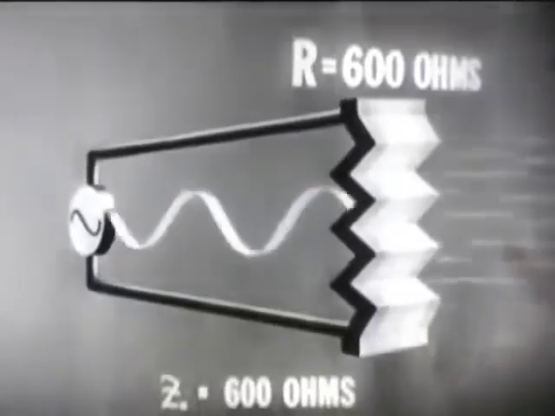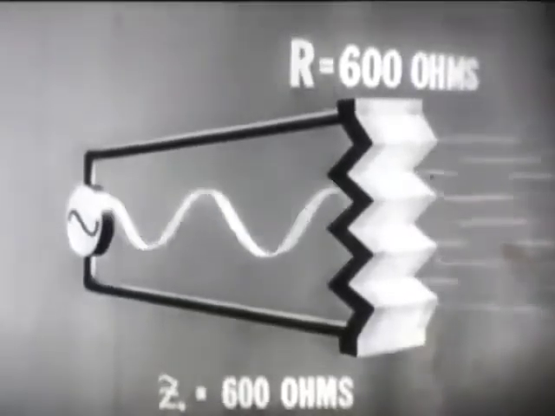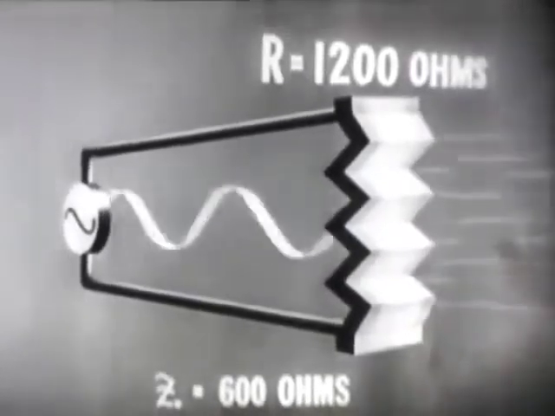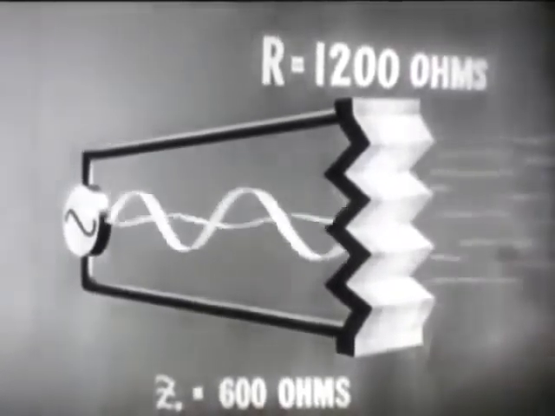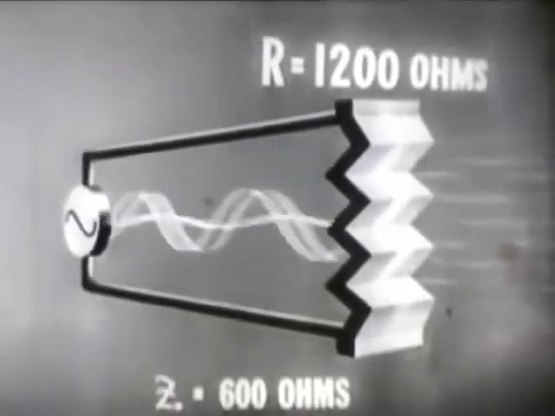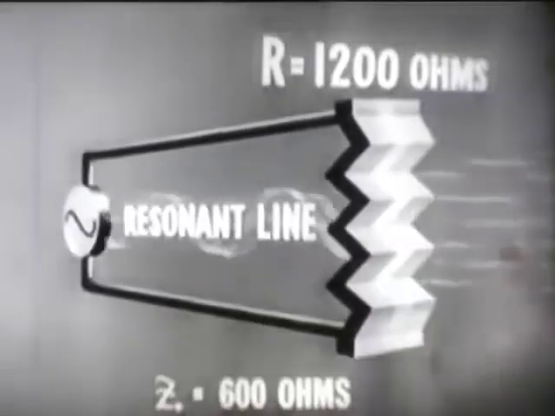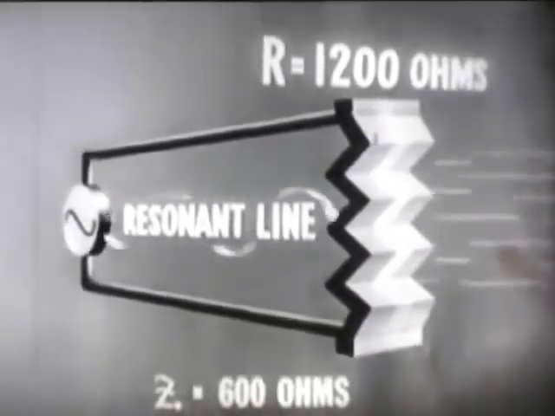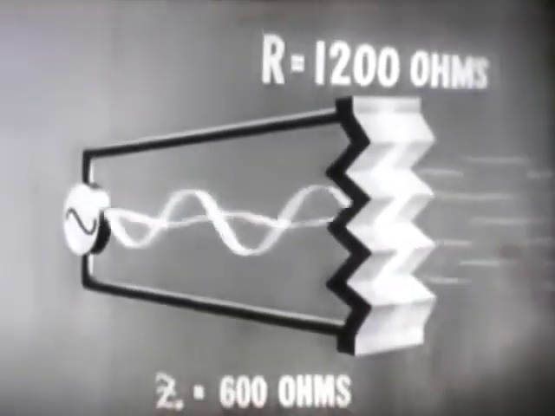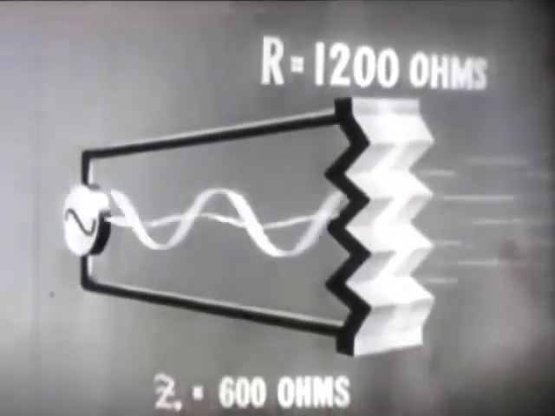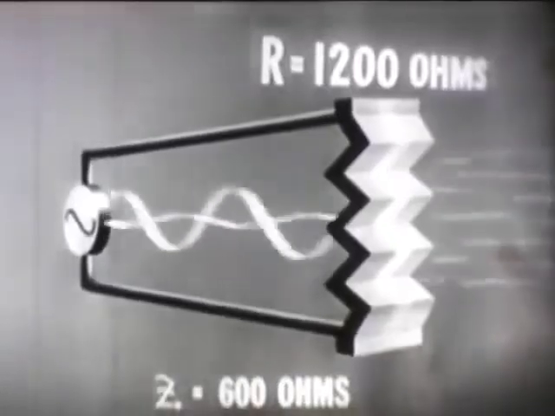This would not be the case if we were to change the value of the resistance across the line, say from 600 ohms to 1200 ohms. Now the resistance across the line does not match the characteristic impedance, and so we have a resonant line. When this mismatching occurs, some of the energy is reflected back down the line. The resistor does not dissipate all of the electrical energy applied to it.